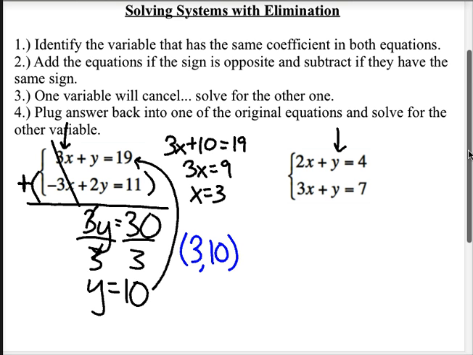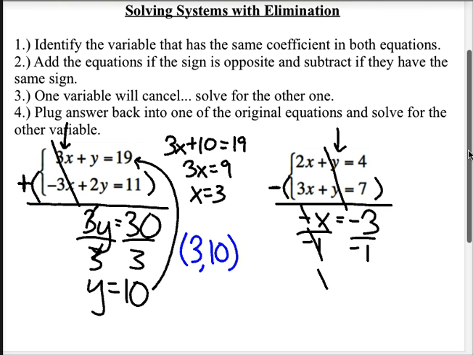Well, the way to cancel it is this time when they have the same sign, I'm going to subtract my two equations because this time y minus y is how I get it to cancel off. So 2x minus 3x leaves me with a negative 1x. 4 minus 7 is a negative 3. Well, now to get the x by itself, again, just divide by negative 1 to flip the signs. So my x is 3.